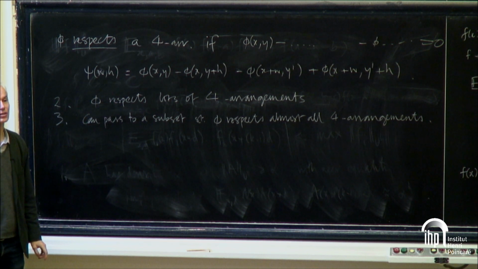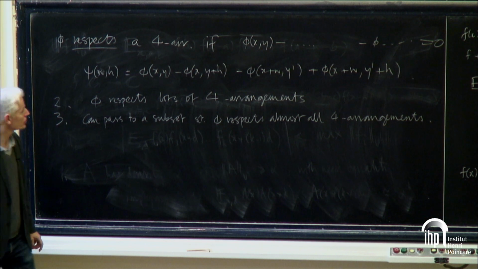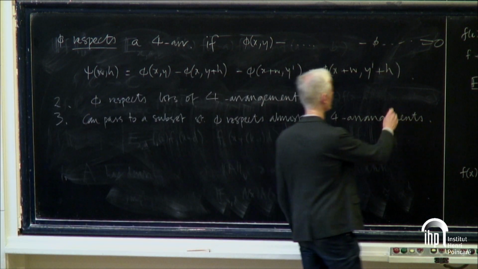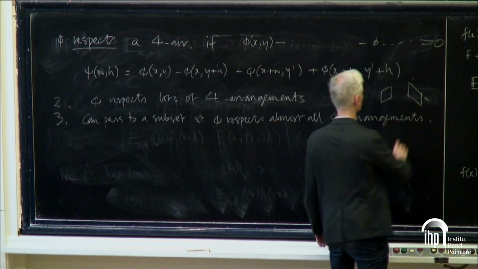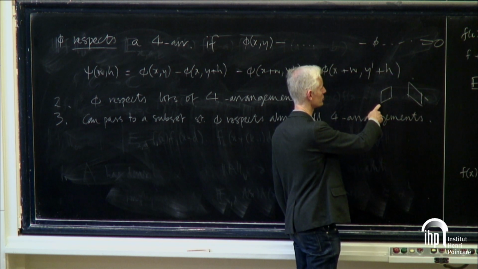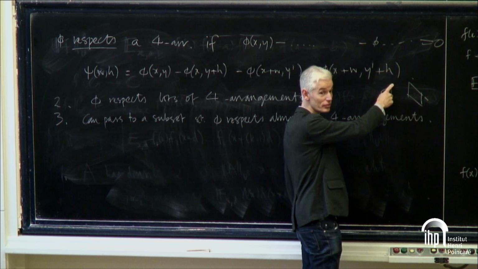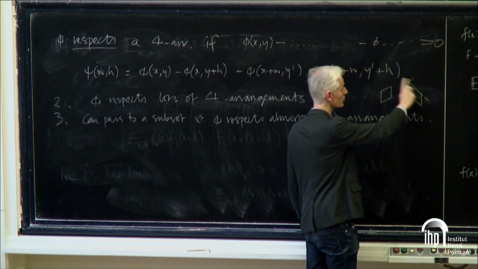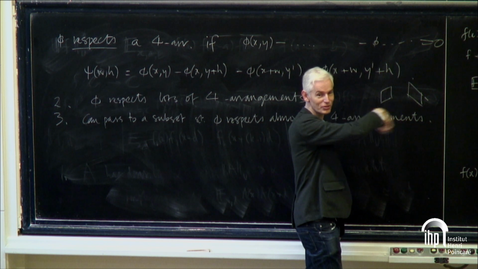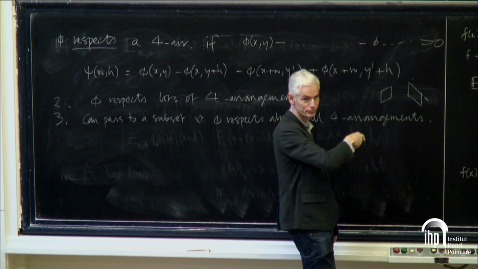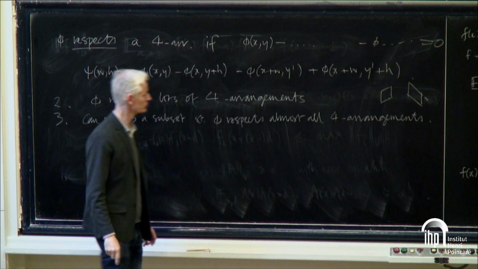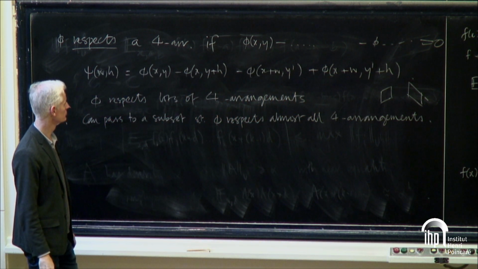Yes? Respects a Fourier arrangement, do you mean depends only on w and h instead of equal to 0? What I mean is that if I've got two parallelograms here, and I define phi of this, minus phi of this, minus phi of this, plus phi of this for this one, and then the same thing over here, then 99% of the time I'll get the same answer for the two parallelograms. So the exact sense is not equal to 0 in the first line you wrote?